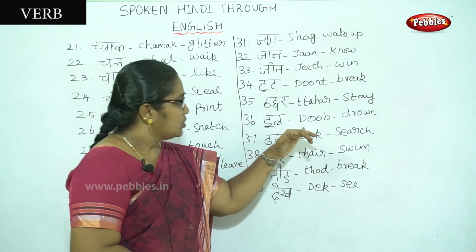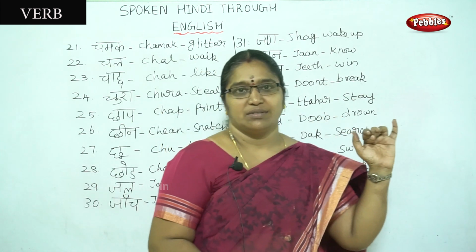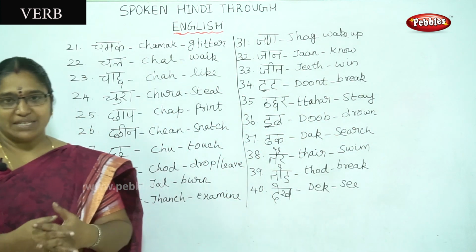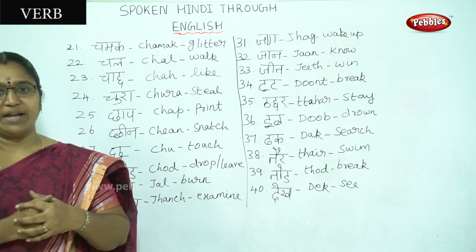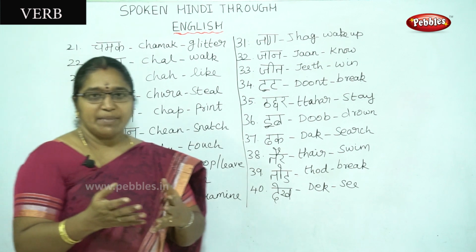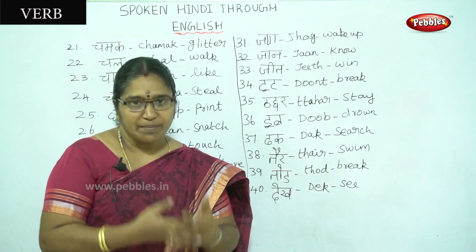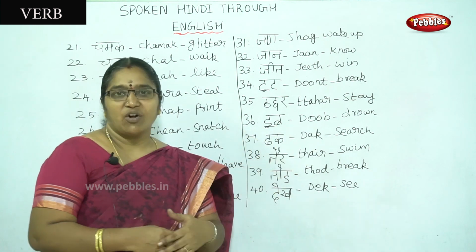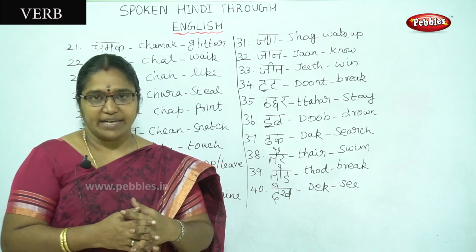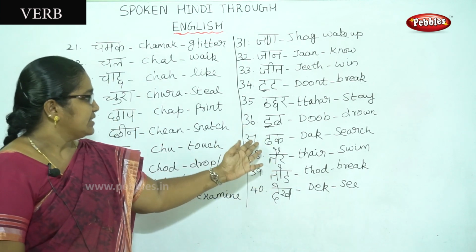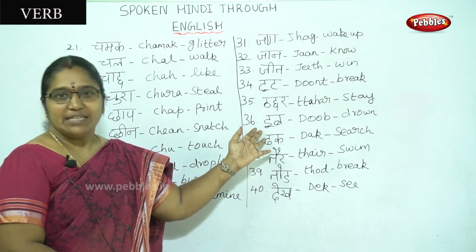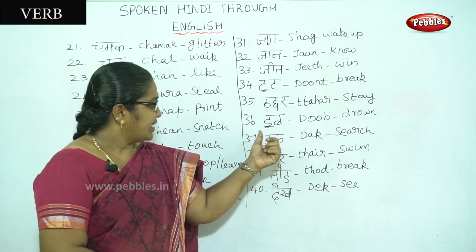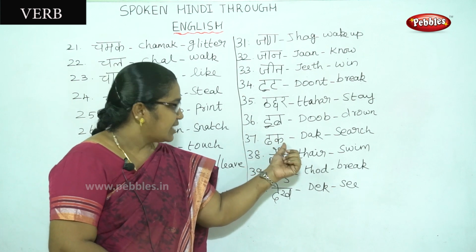Next one is doob. Doob means drown. बच्चे पानी में डूब गया. डूब गया means here the child drowned in the water. Can you understand? Is it clear? Are you feeling well?